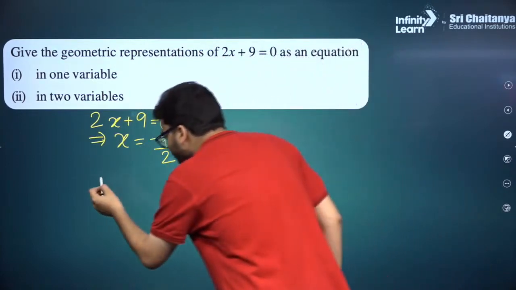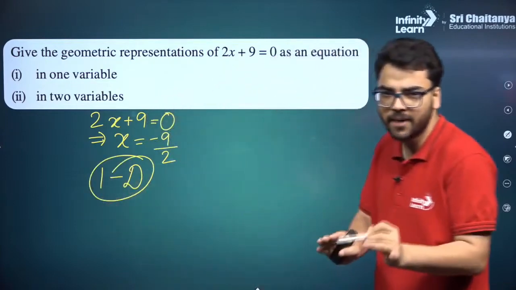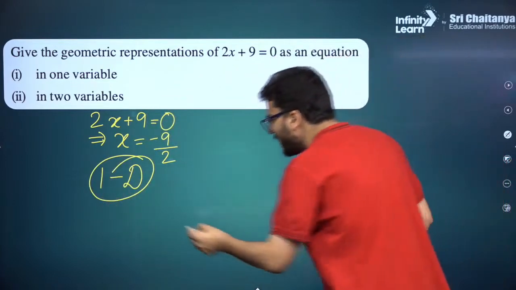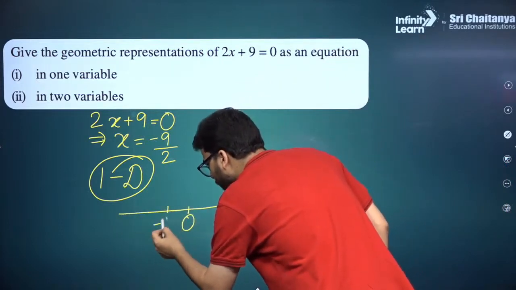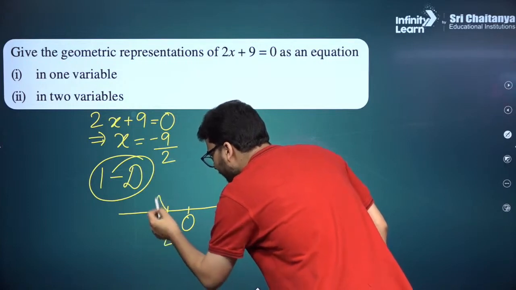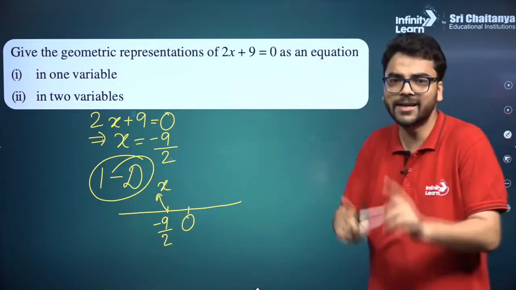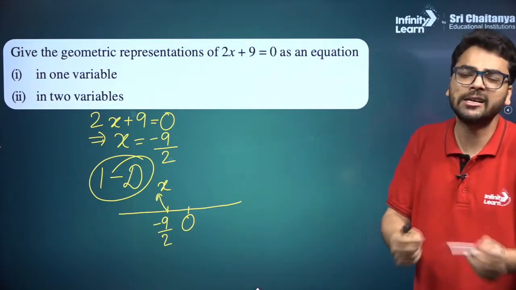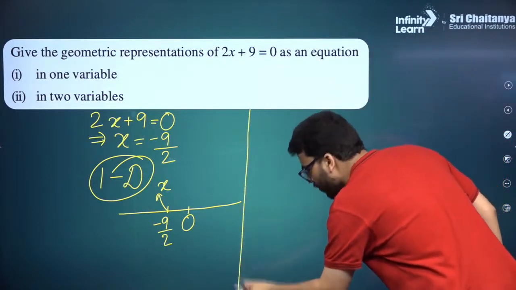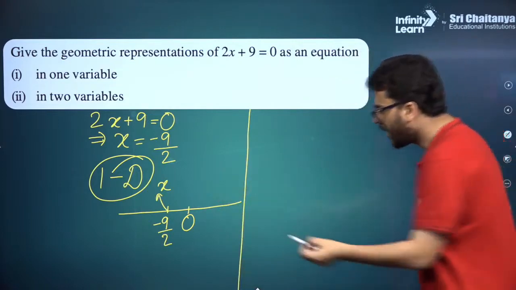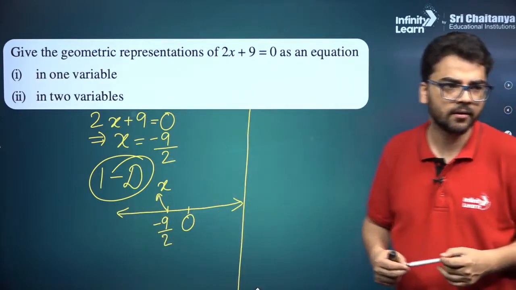So if you are talking in terms of one dimension only, one variable only, then this will just represent a point on the number line. Minus 9 by 2 will come somewhere over here. So you can say x is equal to minus 9 by 2. If you talk about this equation in terms of one dimension or in terms of one variable, then this equation will represent just a point on the number line. I hope that is clear, and obviously the number line goes indefinitely in both the directions, right? I hope it is clear.